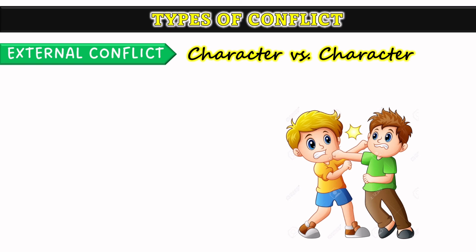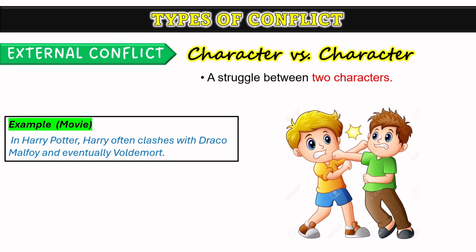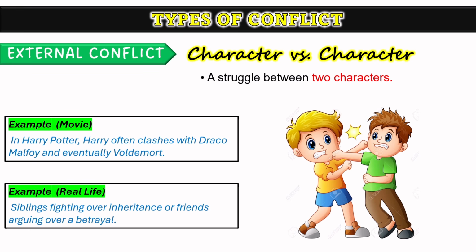On the other hand, under external conflict, we have character versus character. It is a struggle between two characters. For example, in Harry Potter, Harry often clashes with Draco Malfoy and eventually Voldemort. In real life, siblings fighting over inheritance or friends arguing over a betrayal.